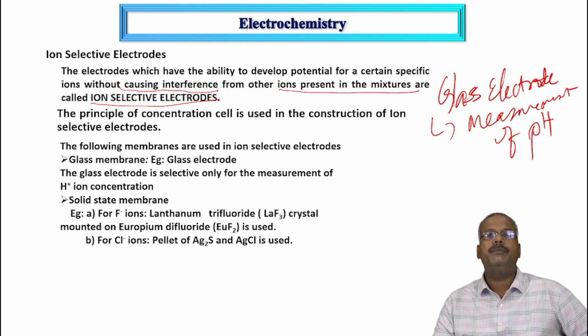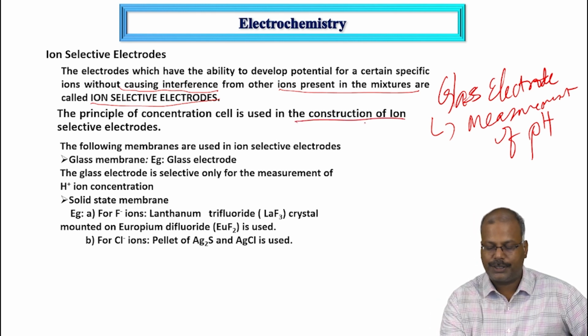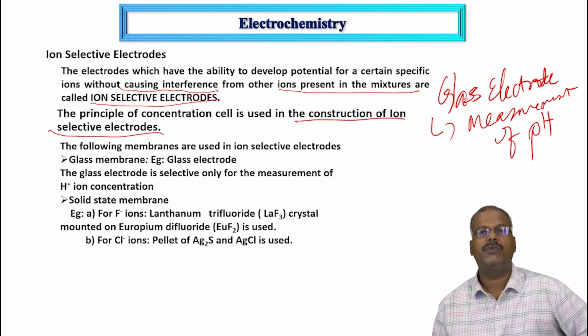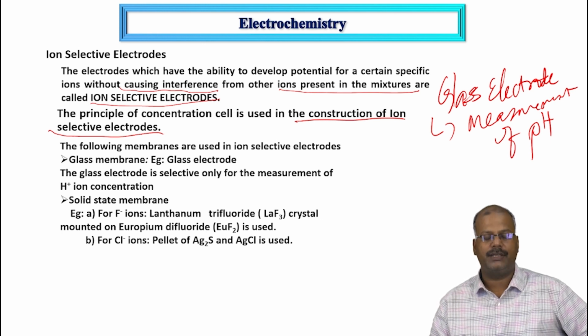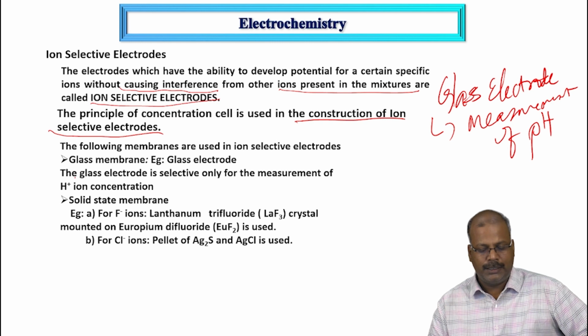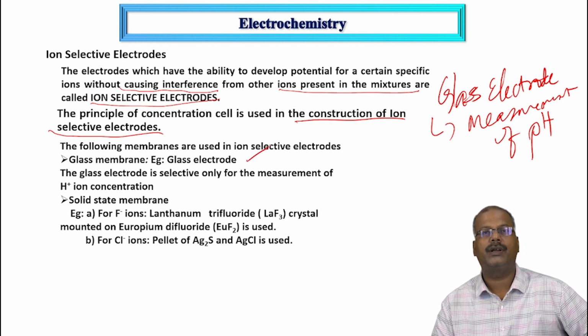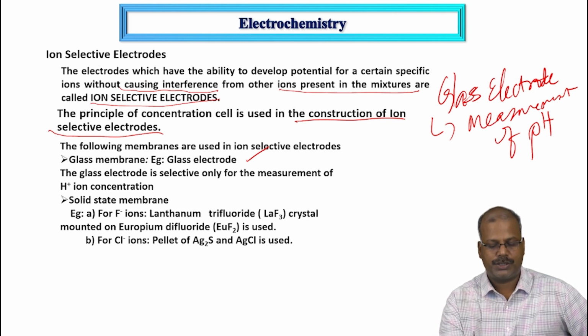So what is the principle behind this ion selective electrode? The principle of concentration cell is used in the construction of ion selective electrodes. The principle of concentration cell we have seen in the last session. There are glass electrodes, one example for sensing the H plus ion concentration and further the pH of the solution.